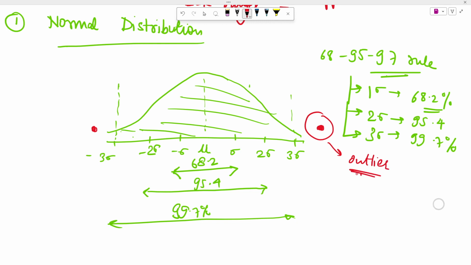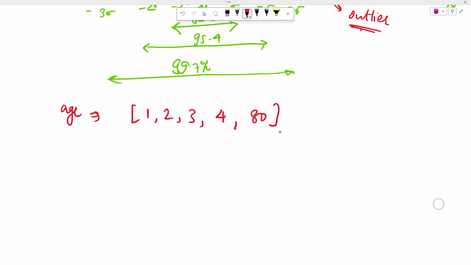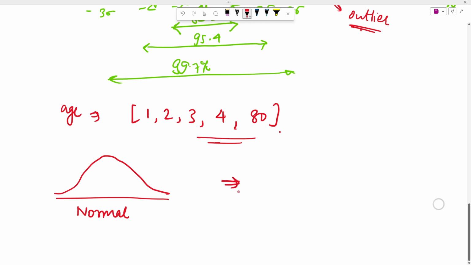Right? Let's take an example where you are given age as a feature. Now you need to identify what is an outlier in this data set, right? Intuitively we know that 80 is an outlier, but how can we find this? For converting any normal distribution, this is a normal distribution, we can convert it into a standard normal distribution.